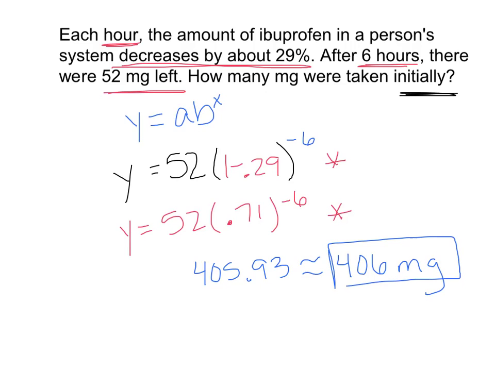Now let's think about this. The amount of ibuprofen is decreasing. We wanted to find out how much was taken initially, and we knew that after 6 hours there were 52 left over. So does it make sense that our answer is bigger? Yes, we had to have more in order to decrease down to 52. That's what that negative exponent did for us. It made our answer a little bit bigger, going back in time, even though we were decreasing.